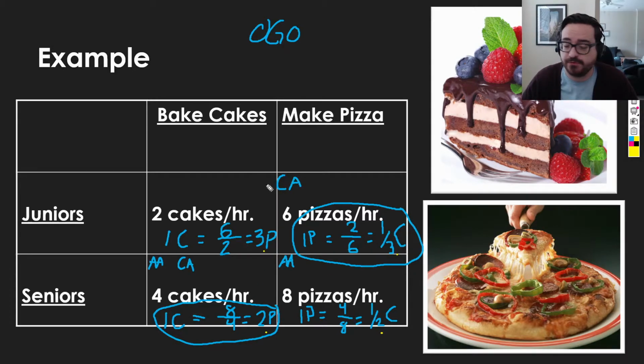Because they're reciprocals, you cannot have a comparative advantage in both. Mathematically, that won't make any sense. The idea is if your number was bigger on one side and then you take the reciprocal of it, it'll be smaller on the other side.